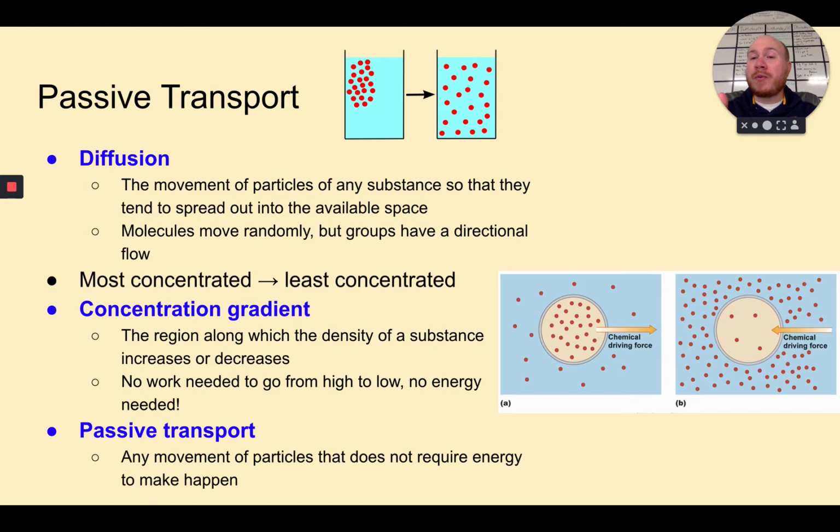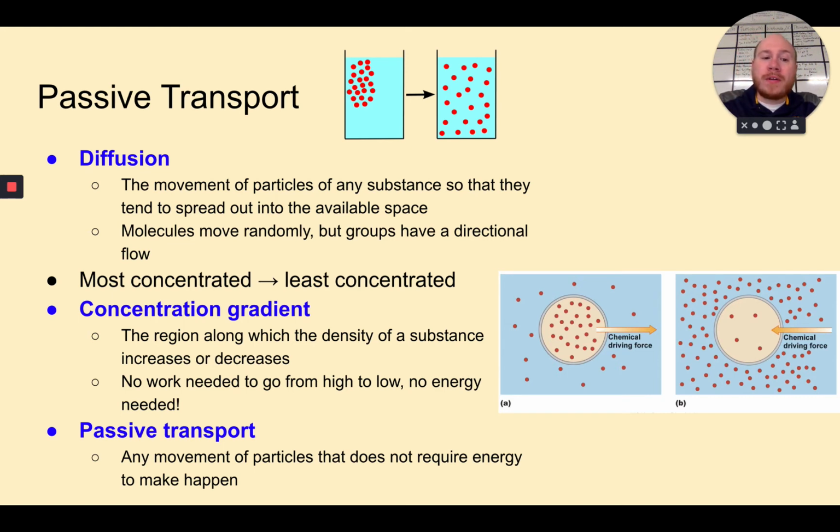A concentration gradient is a vocabulary word you're going to run into a lot during cell transport. A concentration gradient is the region along which the density of a substance increases or decreases, and no work is needed to go from a high concentration to a low concentration. Think of a concentration gradient almost like going up or downstream. If you have particles that are going from high concentration to low, they're going to spread themselves out without any energy. It's like going downstream. You can just sit in the boat and let it go. But if you want to go from an area of low concentration to high, that requires energy. It's like paddling against the current.